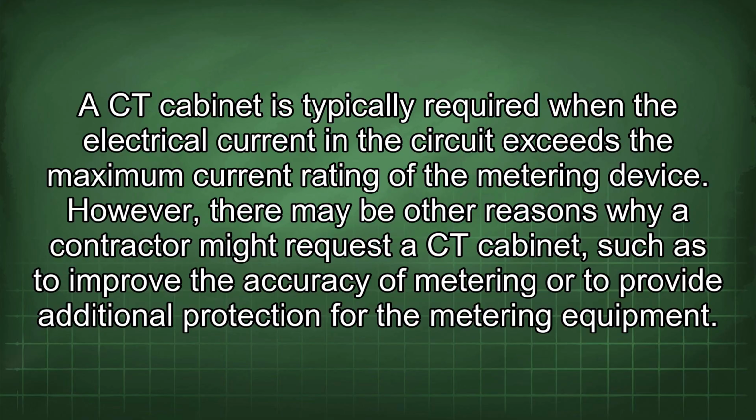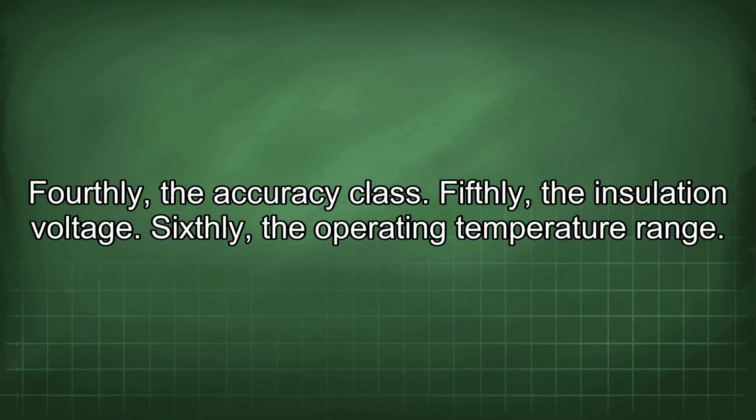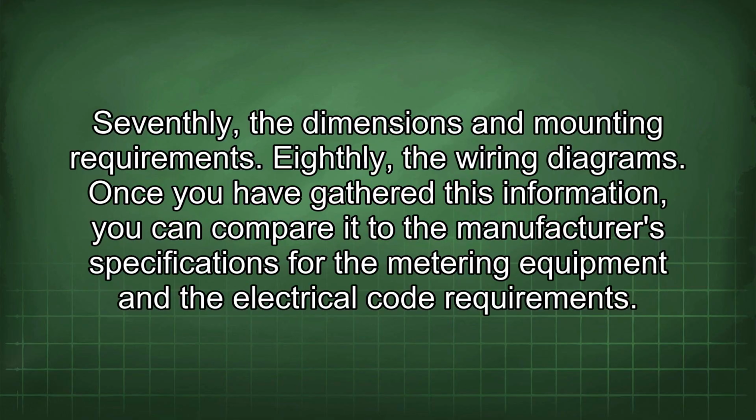However, there may be other reasons why a contractor might request a CT cabinet, such as to improve the accuracy of metering or to provide additional protection for the metering equipment. To evaluate the contractor's request, it is important to gather information about the following: firstly, the primary current range; secondly, the CT ratio; thirdly, the burden rating; fourthly, the accuracy class; fifthly, the insulation voltage; sixthly, the operating temperature range; seventhly, the dimensions and mounting requirements; eighthly, the wiring diagrams.